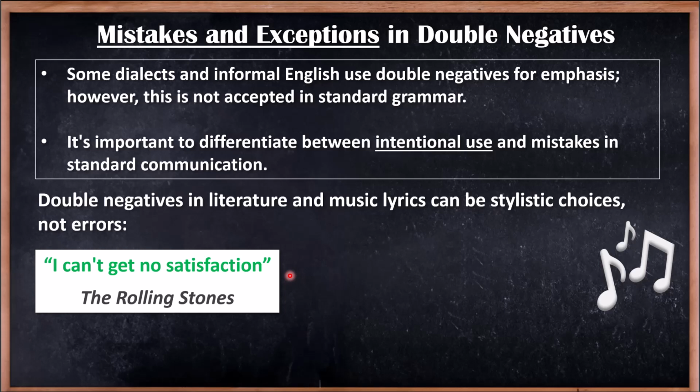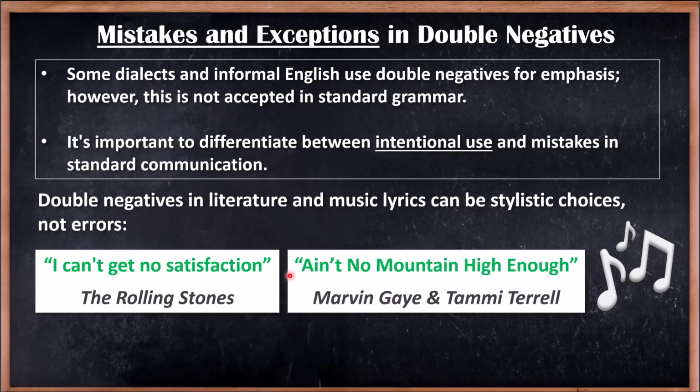It's a stylistic choice. Another example, which is my favorite song ever, Ain't No Mountain High Enough by Marvin Gaye. Here we have a double negative, ain't and no. Ain't is slang for isn't or aren't. But if this song was changed to there isn't any mountain high enough, that would not sound nearly as good. Ain't no mountain high enough sounds catchy. It sounds great. So this is an intentional choice, and it's not an error.